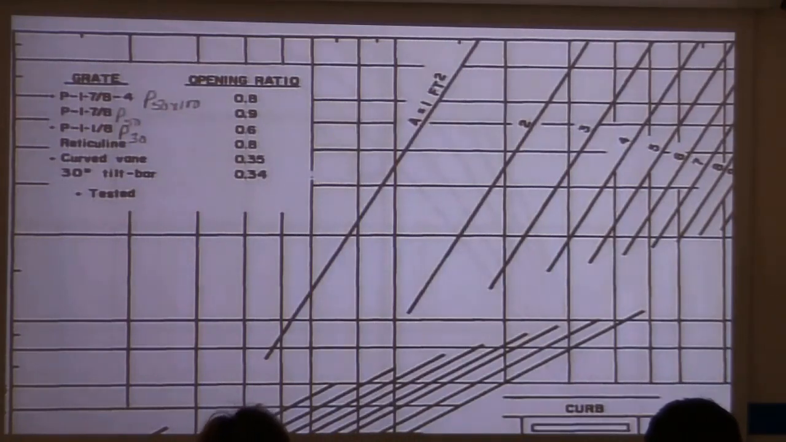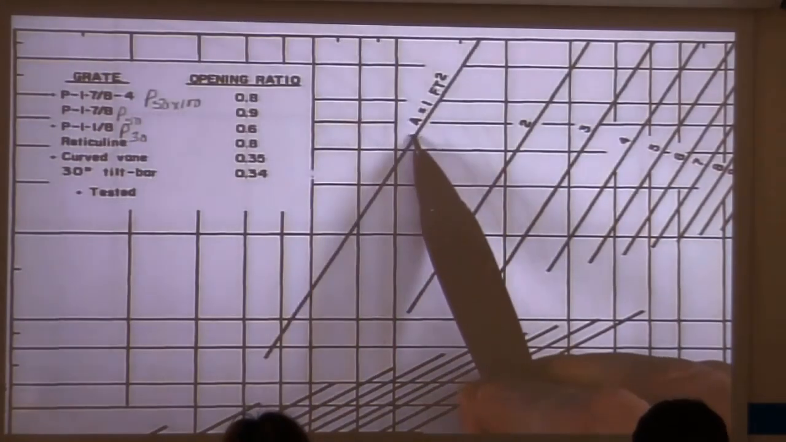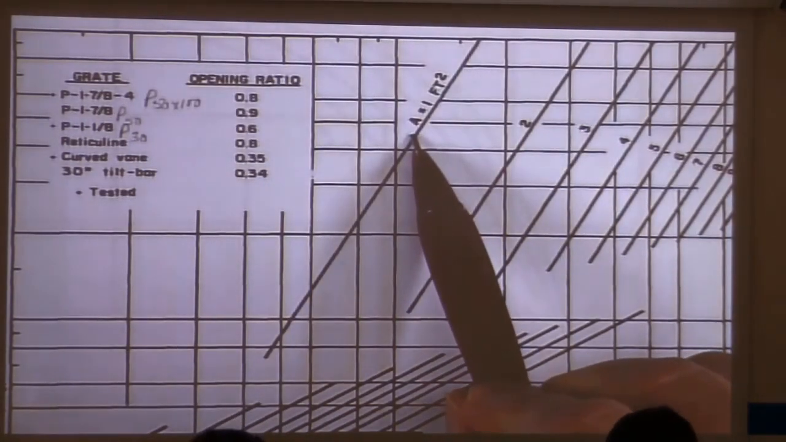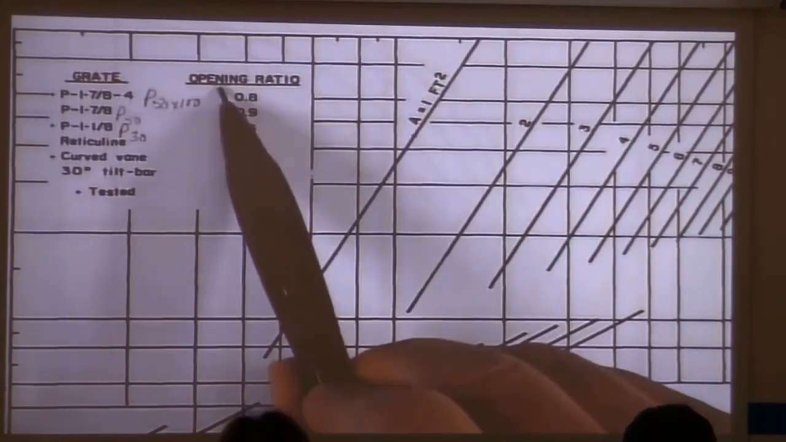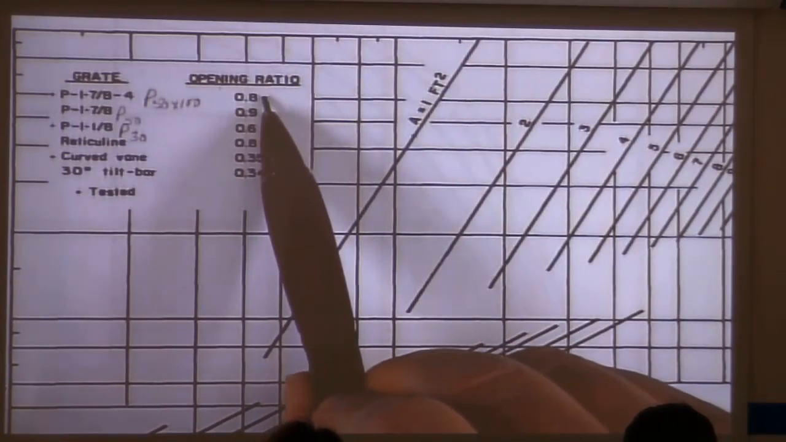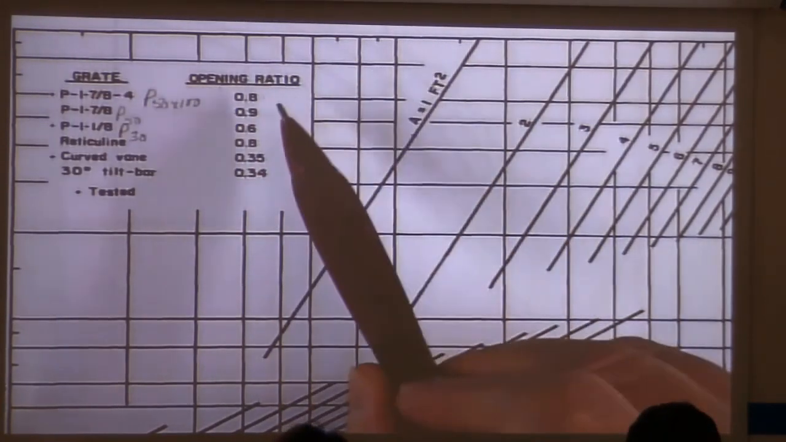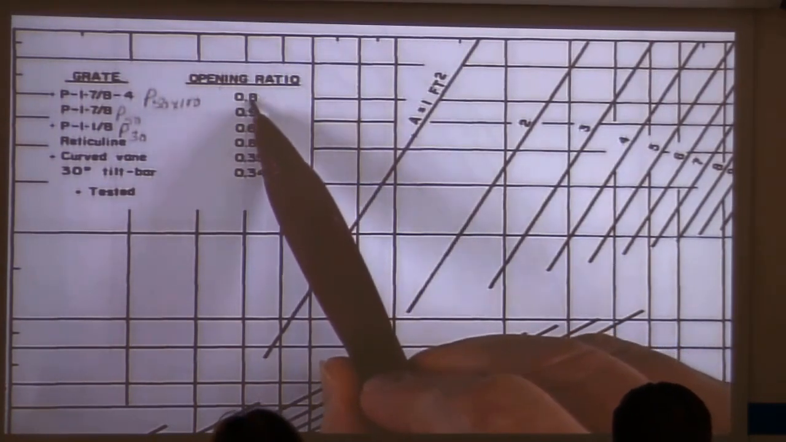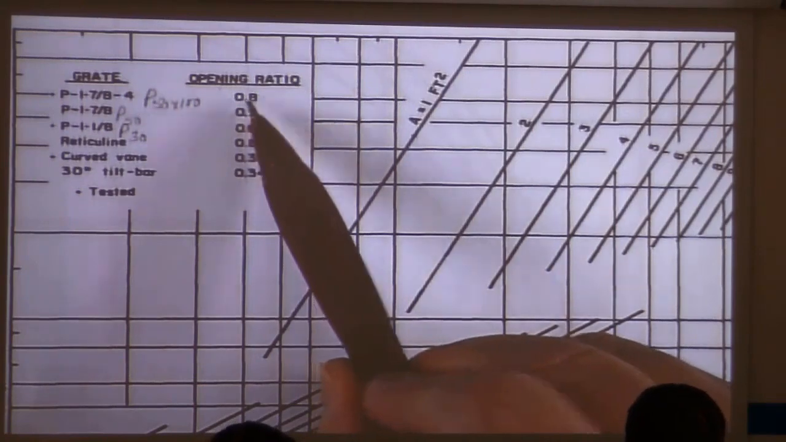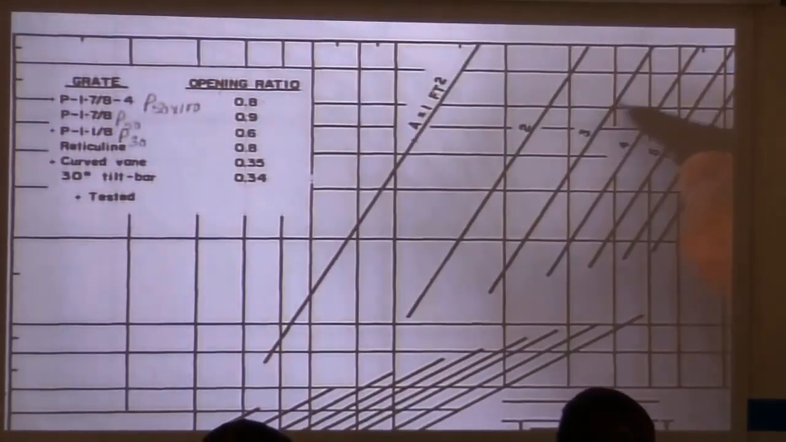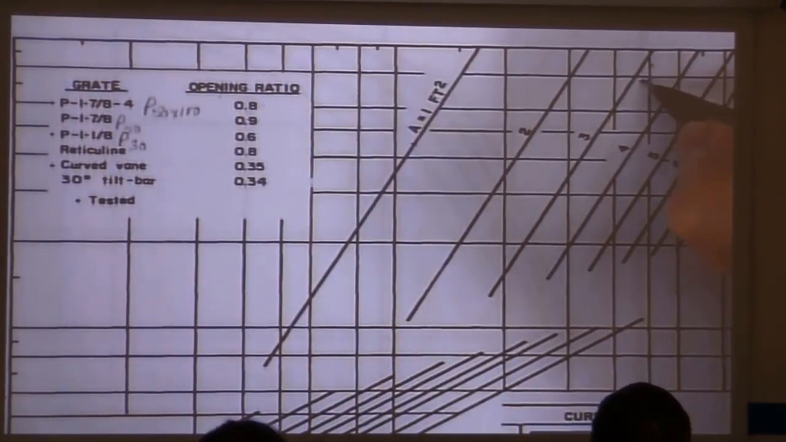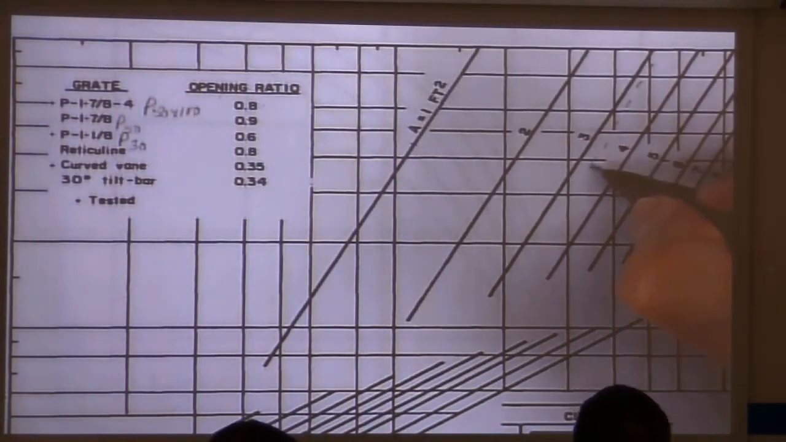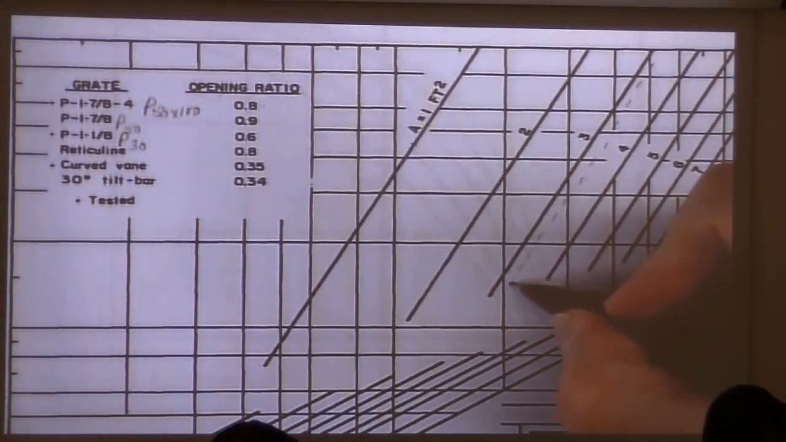Okay. So what you need is your area, but you need the area without the bars. So you need the clear opening area. And what they've done here is give you the ratio of the opening area. So say you had a 2x2 grate, you would multiply that by 0.8. So it's 4 times 0.8, and you would get 3.2. And you can make your own line here, approximately 3.2, and just put it in.